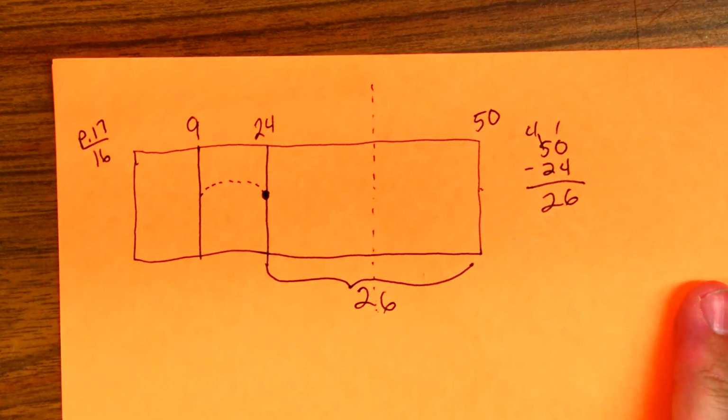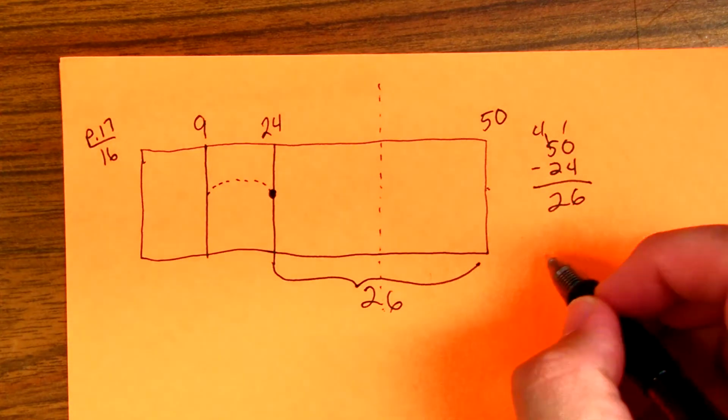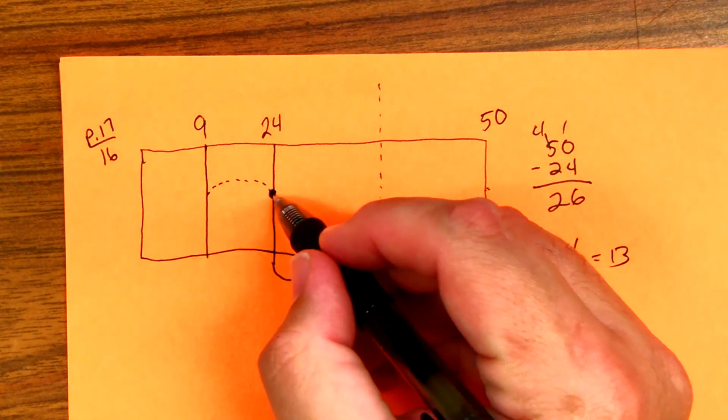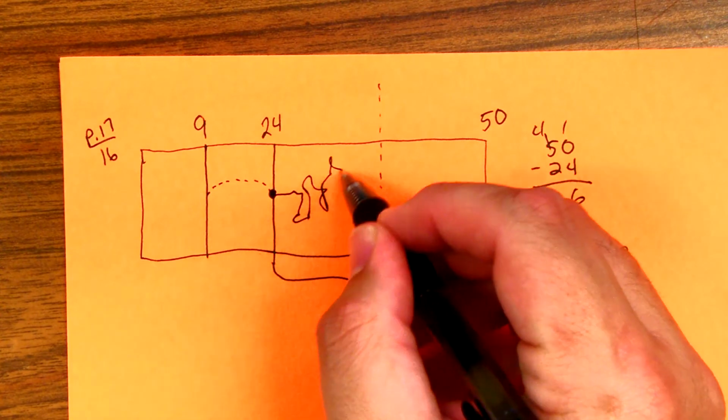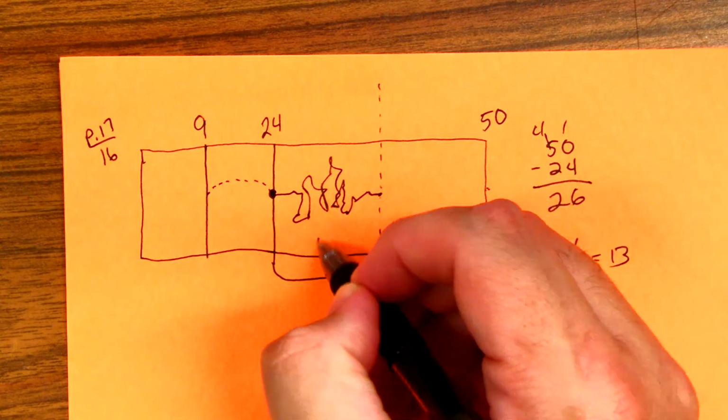Did I go the full length? How far did I go? Halfway. What's half of 26? So 26 divided by 2 is 13. So the receiver, this is theoretical, went a total of 13 yards.